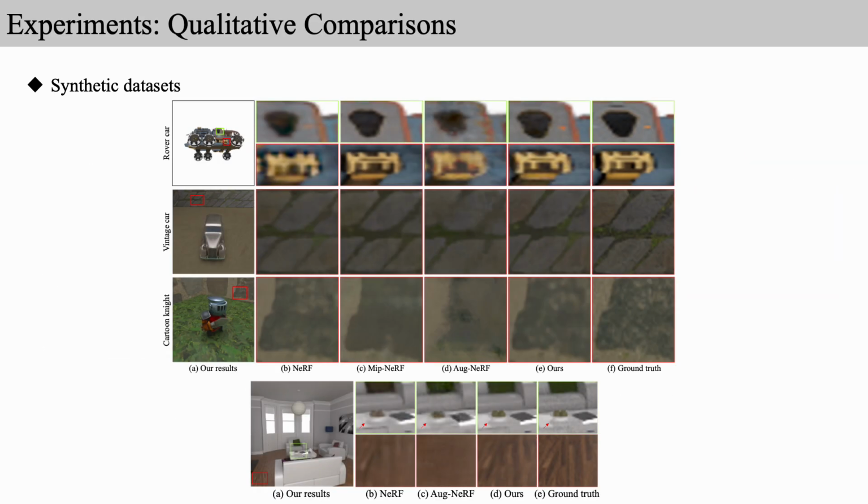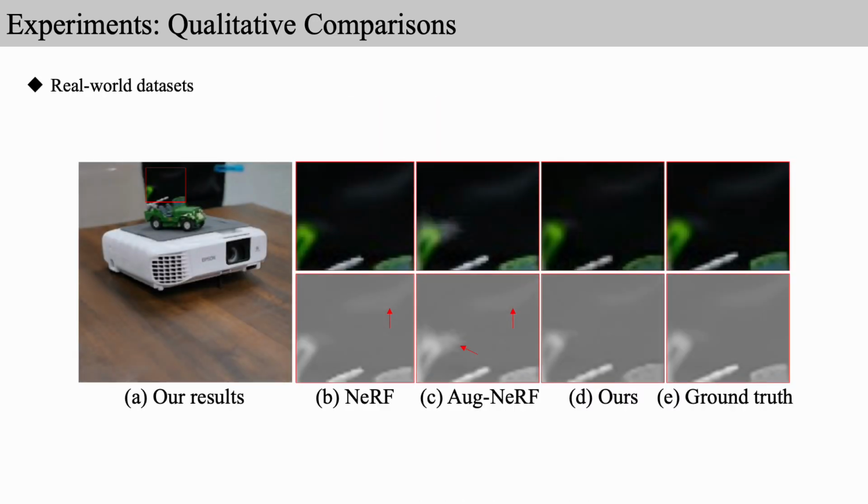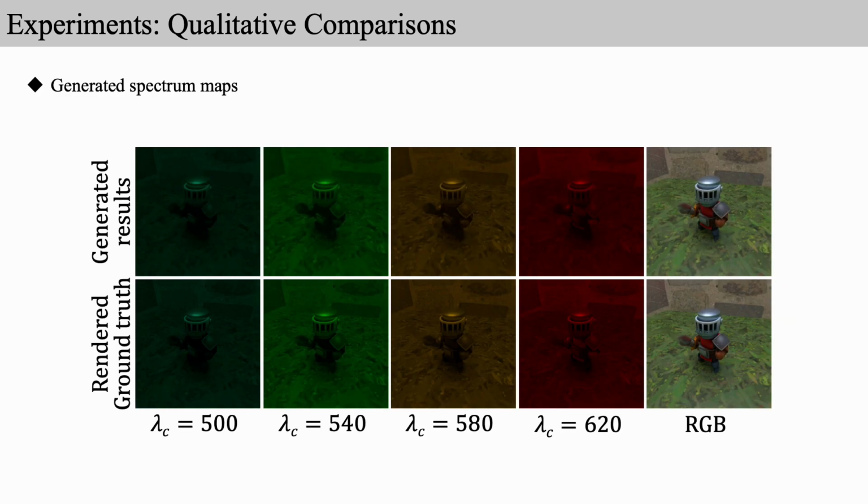Here are some qualitative results on synthetic datasets. Other methods can reconstruct the low-frequency geometry, but fail to generate high-quality fine details. Here are some qualitative results on real-world datasets. By concentrating on different spectral components of the complicated scene, our method outperforms the comparison methods by preserving more details. We also show several generated spectrum maps of the spectral MLP, which are similar to the ground truth.